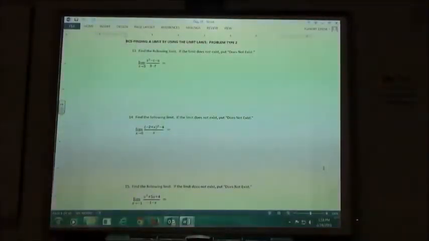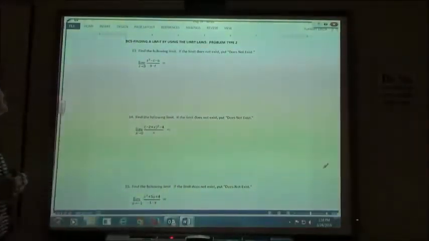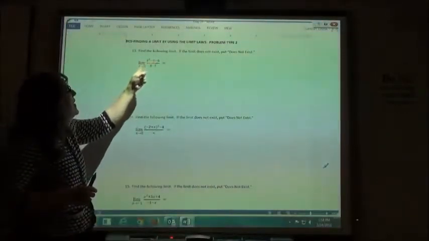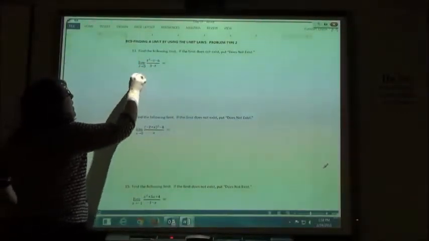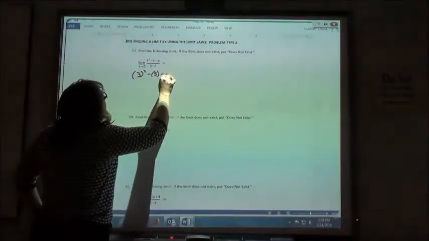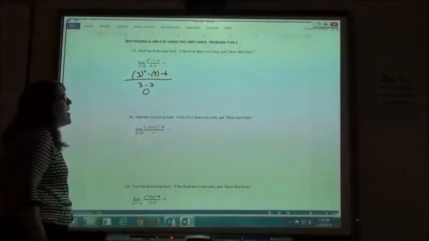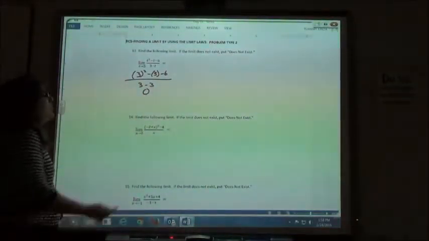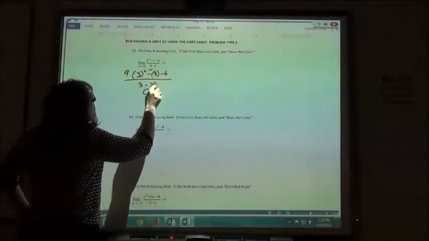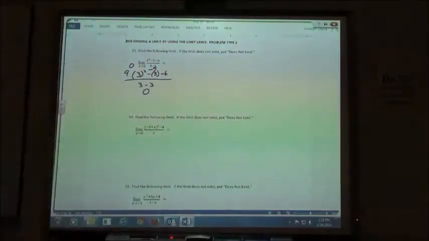13, 14, and 15 are, again, finding the limit using the limit laws. What's going to happen on these ones is if I would put the 3 in and evaluate it directly, I would have 3 squared minus 3 minus 6 over 3 minus 3. Well, you can see right away in the bottom you're going to get 0. But what also happens here is 3 squared is 9. 9 minus 3 minus 6 is 0. And I get the special case where I have 0 over 0.